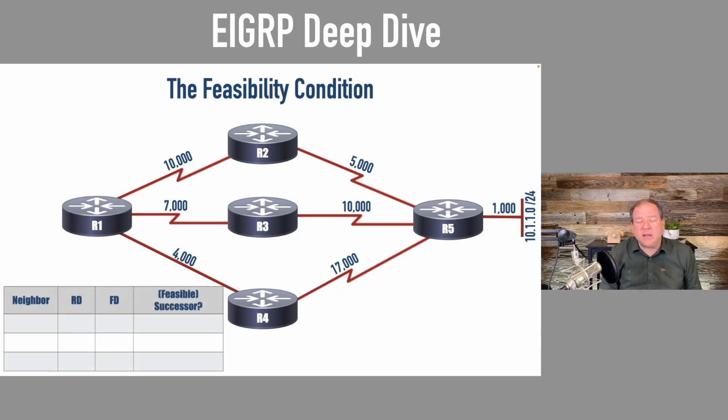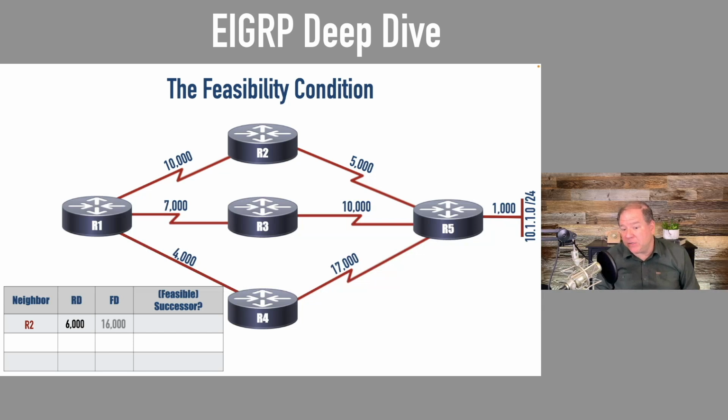So let's take a look at all the distances involved here and how R1 is going to pick the best path over to 10.1.1.0/24. First, router R2 is advertising a reported distance of 6,000. Do you see where that comes from, by the way? R5 can get to this network with a cost of 1,000. It's a cost of 5,000 to get from R2 to R5. So total, from R2's perspective, it's 6,000 to get to this network. So R2 is going to report that number of 6,000 to R1.